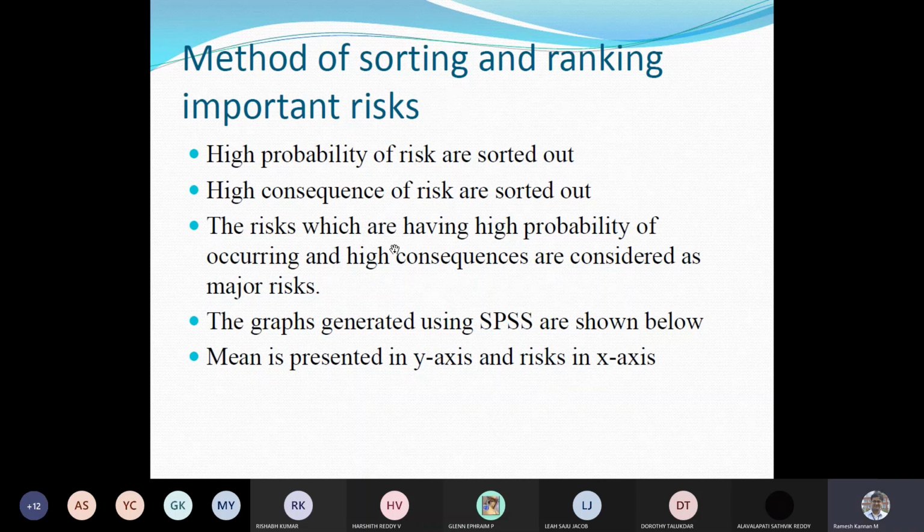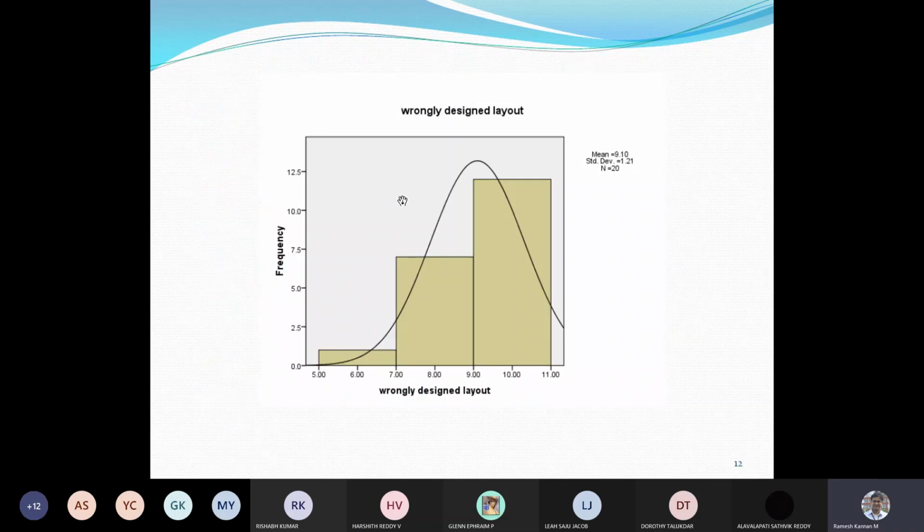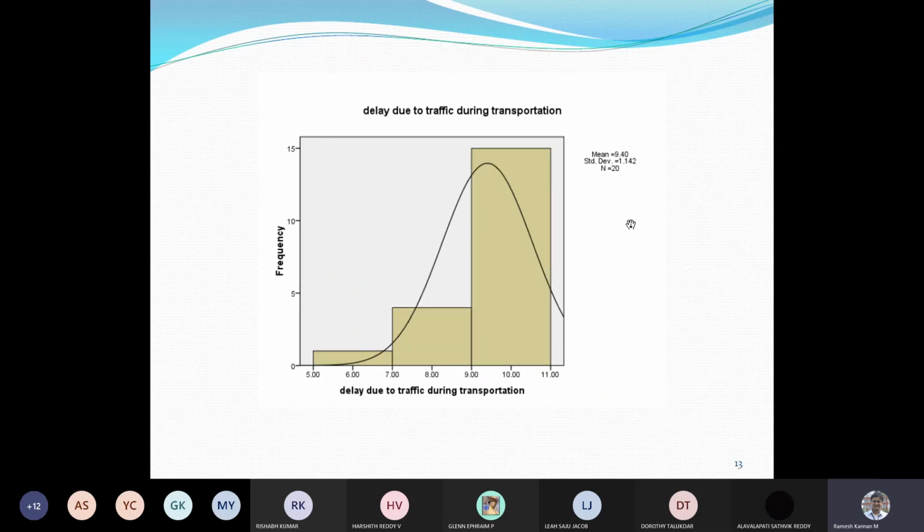And then we make a graph, right? So let me show you. This is a wrongly designed layout. This is a risk in an RMC where the material movements are not clearly defined or not optimized. Then you can see the mean is pretty much 9.10 in standard deviation, and the count is 20. So 20 RMCs, and these are the frequencies, right? So it comes under this particular thing. It can be put under moderate risk.